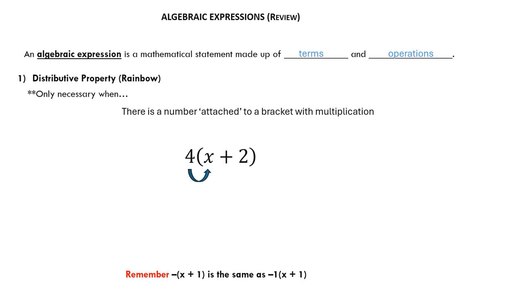When we see something like 4 bracket x plus 2, if we were to expand that, that would tell us that we would multiply 4 times x, which should give us 4x, plus 4 times 2, which would give us 8.